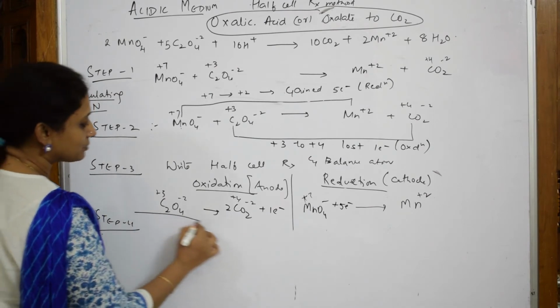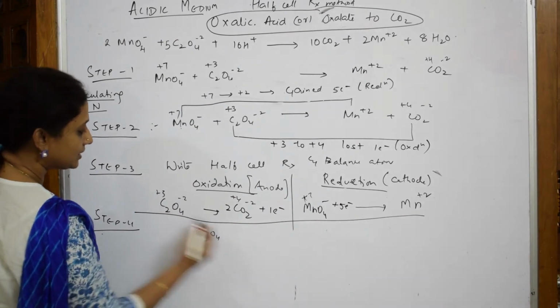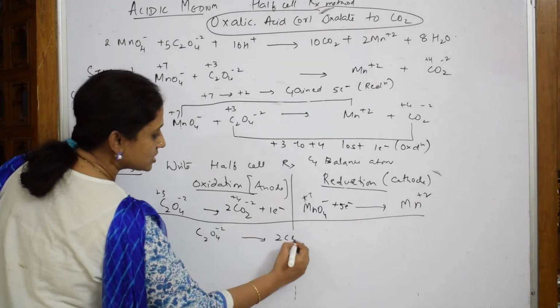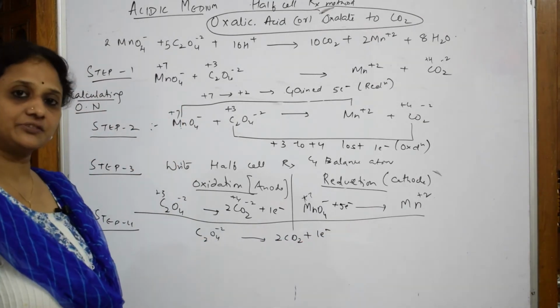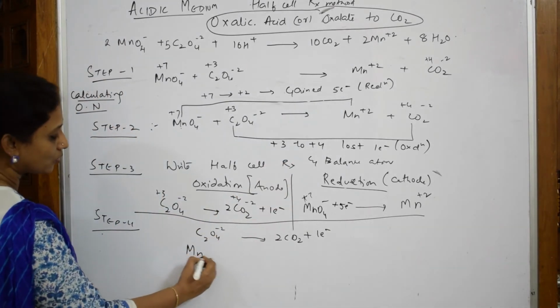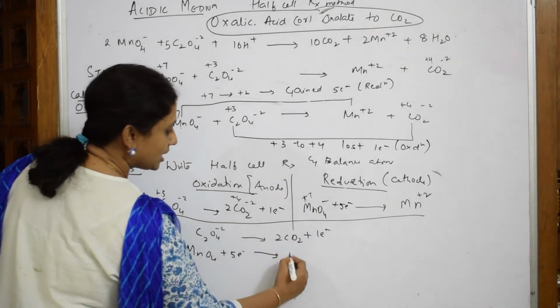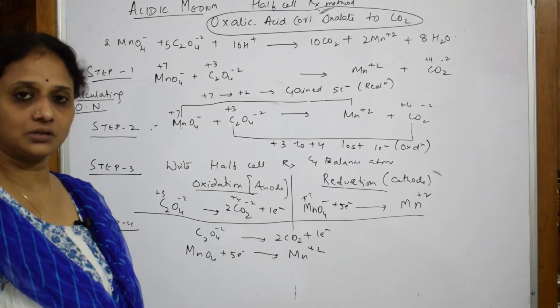Let me draw a line. Take this oxalate, C2O4 2-, gives 2 CO2 plus 1 electron. Oxidation half cell reaction I have written. Then copy this reduction reaction here: MnO4 minus plus 5 electrons gives me Mn2+. Now I have to balance your oxygen.